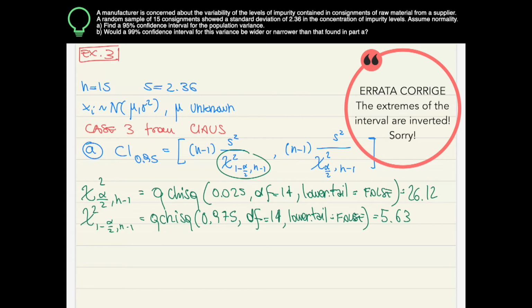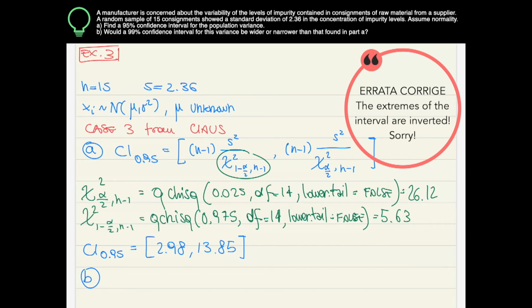the resulting confidence interval will be equal to CI 0.95. It's equal to 2.98, so you can double check all the calculations, and 13.85. So point number B of this exercise, you can double check, but you don't need any calculation to do it.